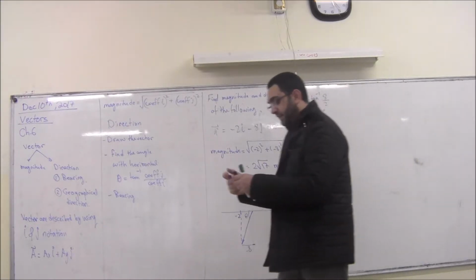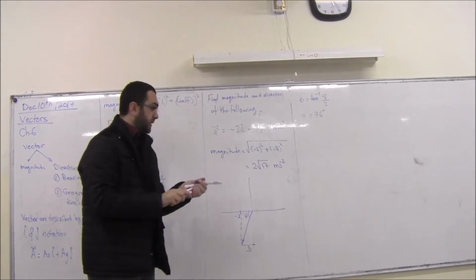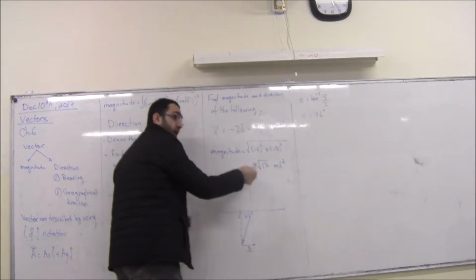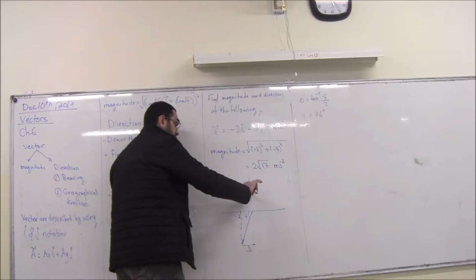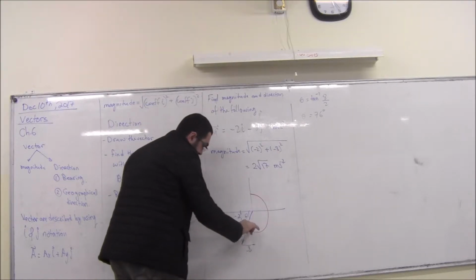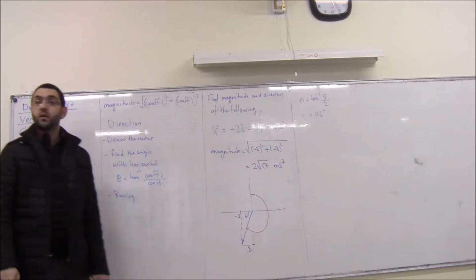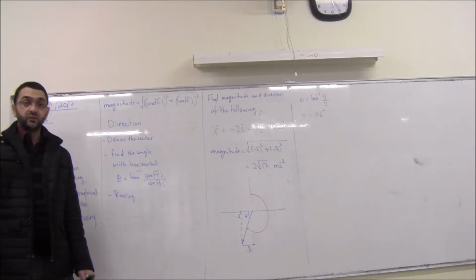Now let's find the bearing. Look here please guys again. Bearing should be clockwise from where? From north. Bearing from north clockwise. Look here. This way. Okay, this is the bearing that we are asked to find.